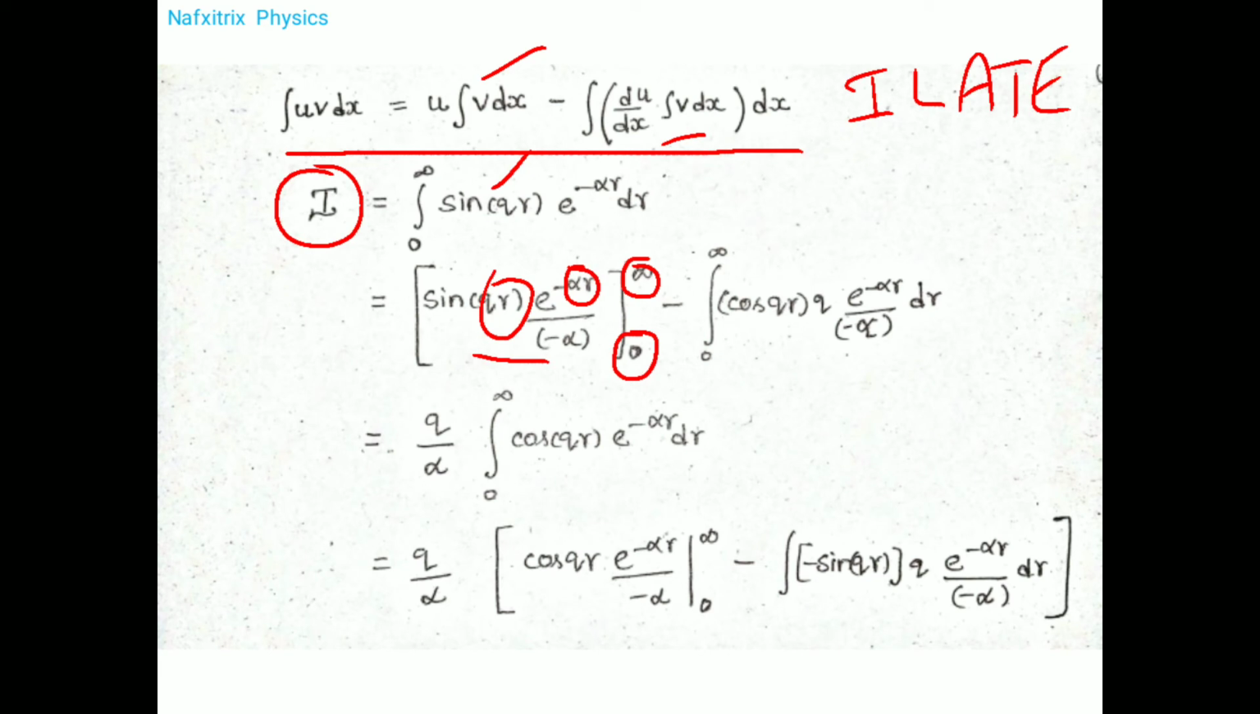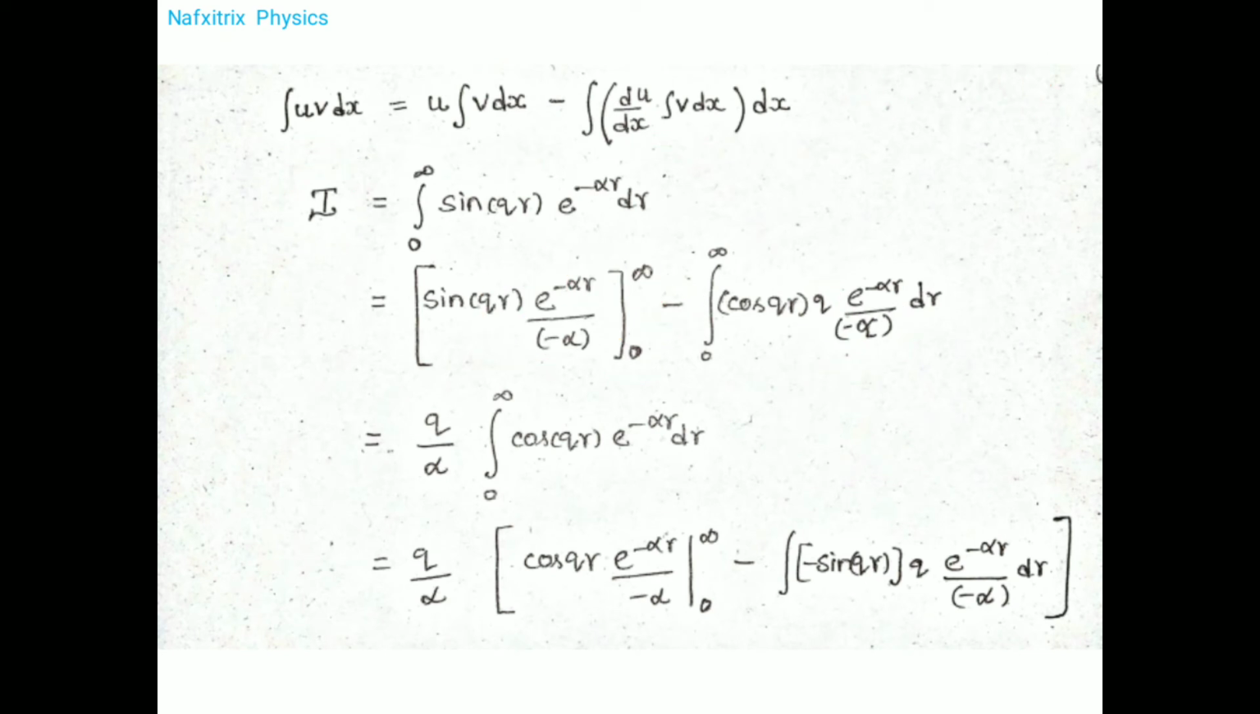So here this term would get neglected, because after applying the limits, both terms are 0. Next, this is remaining, so now we need to solve this. Here already one minus is there, here also minus is there, so minus into minus is plus, and q by alpha are constants, so they have been taken out. Next, again we need to integrate this term. In the place of sin qr, we are having cos qr. Again, if we do integration, we would get the same term finally, sin qr. That's why we need to imagine this I here. So let's see what happens here.